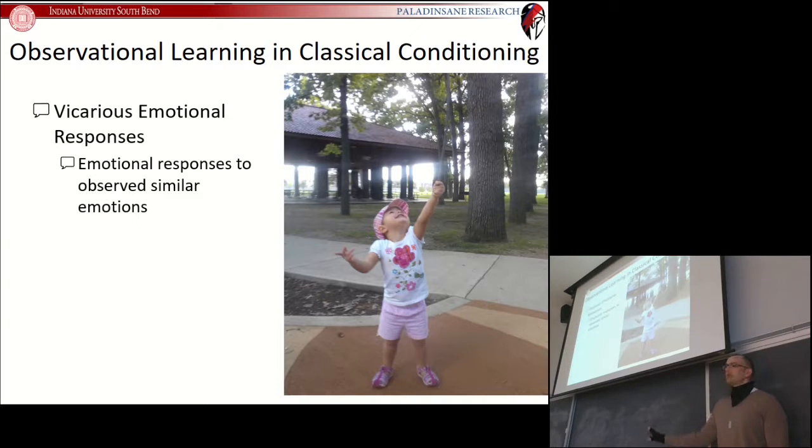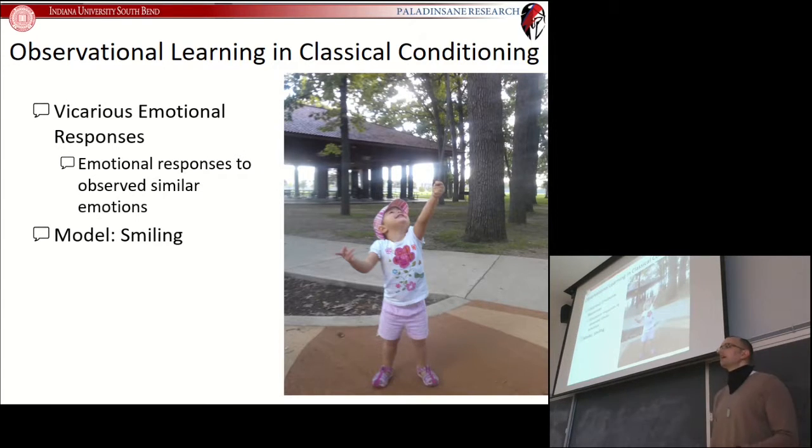Likewise, if you see somebody sad, it can make you sad. So all those times where you see one of your friends start crying and you're like, don't you start crying. If you start crying, I'm going to start crying. You know, it's just a feedback loop. Those are vicarious emotional responses. So again, it's observational learning because you're observing the behavior, you're observing the emotion, and then you yourself, because of that observation, are performing that emotion.